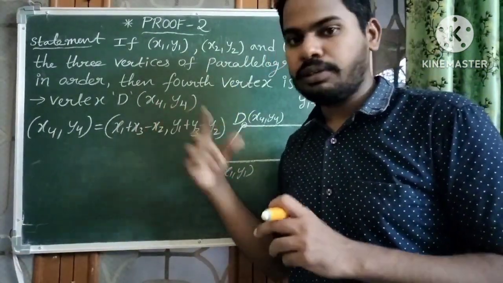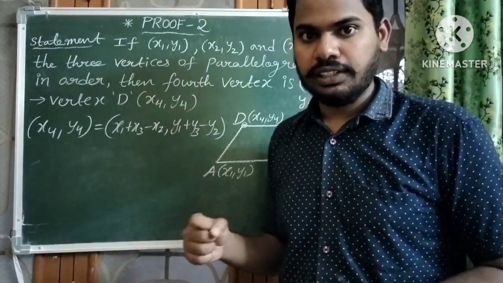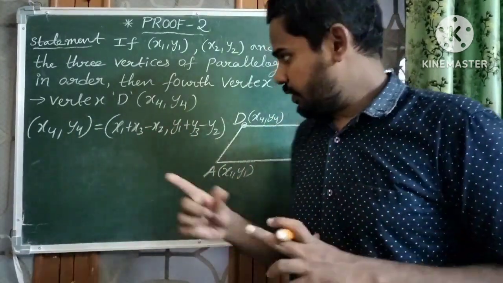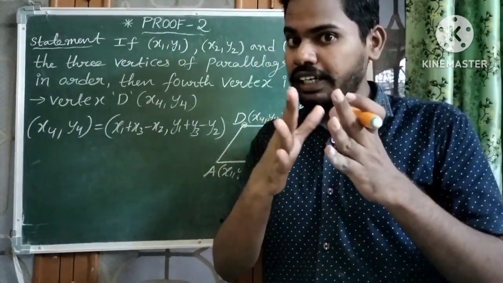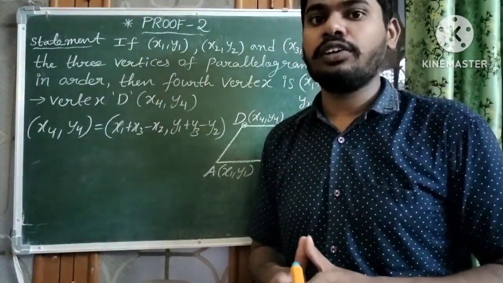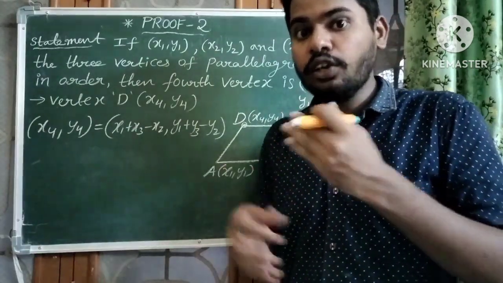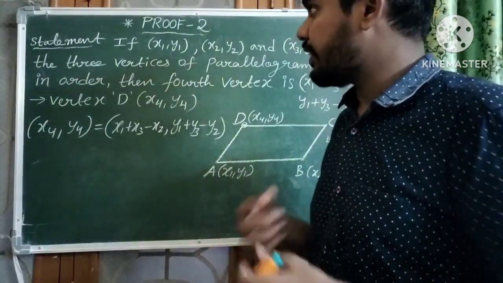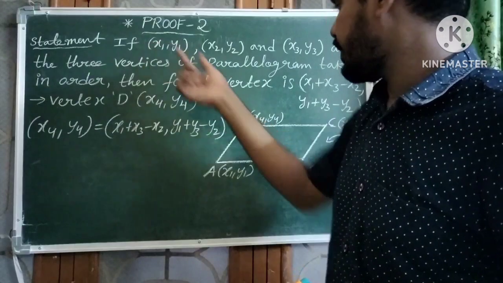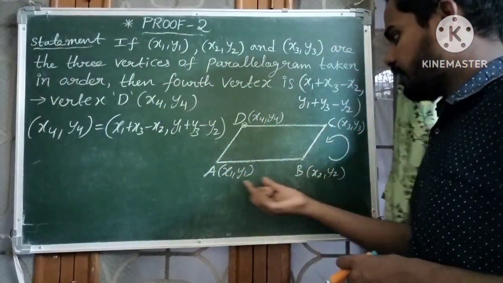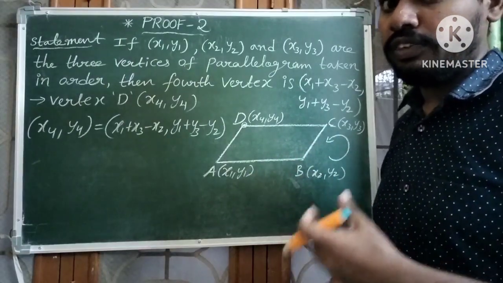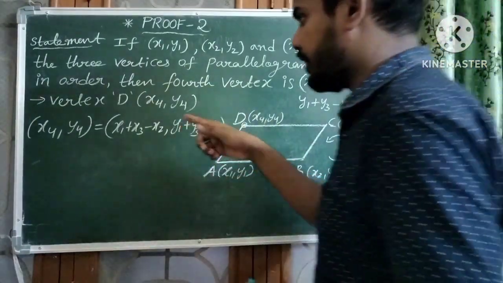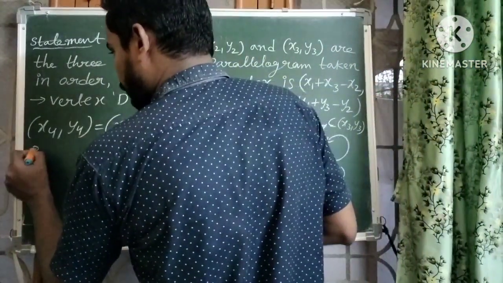So now we have to prove this formula. How did this formula come? This is proof 2. So how do you get the coordinates of the fourth vertex of a parallelogram from three known vertices? What are the known vertices here? Vertex A, vertex B, vertex C. So we already have the coordinates of vertex A, vertex B, vertex C, and we have to find the fourth vertex. Let's derive this formula. Proof.